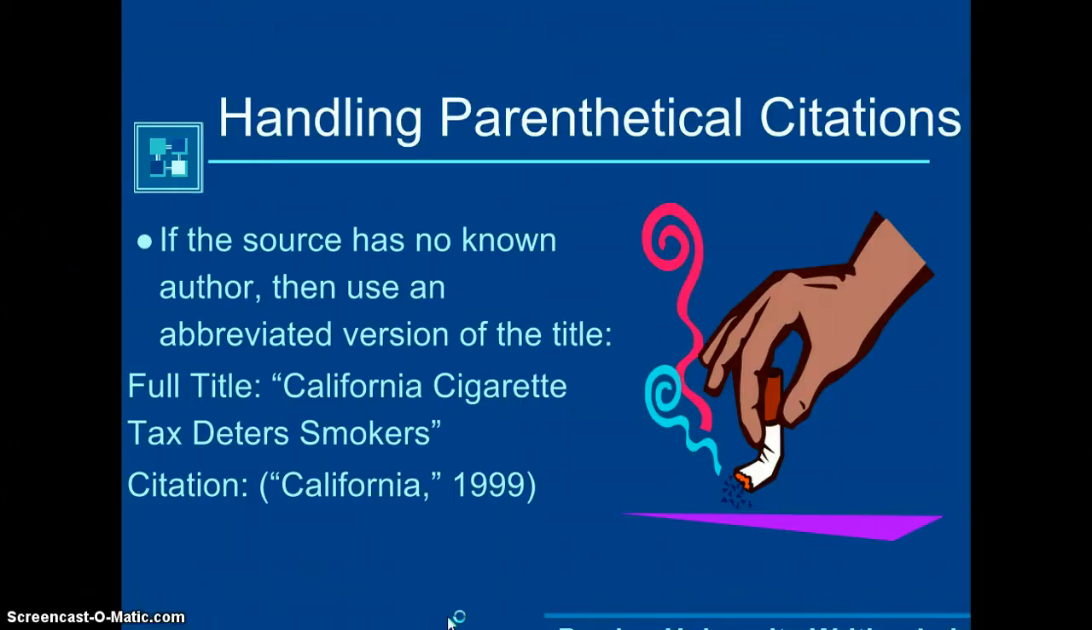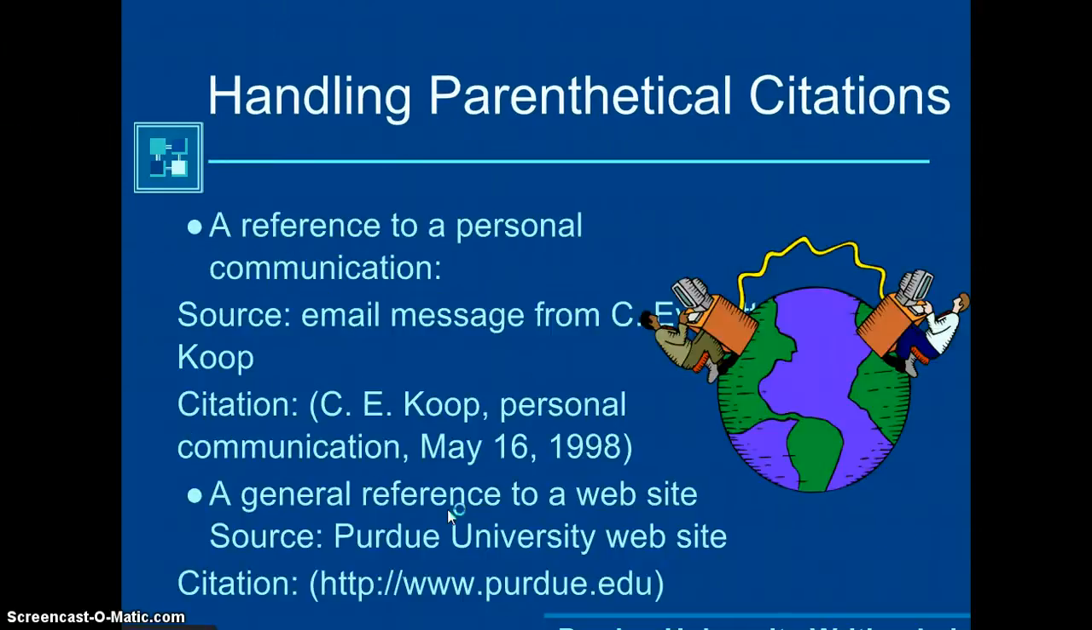If a source has no known author, then use the abbreviated version of the title, like this, like it says here. A reference to a personal communication, like an interview or an email message, then you want to say the initials, last name, personal communication, and the date of the communication.